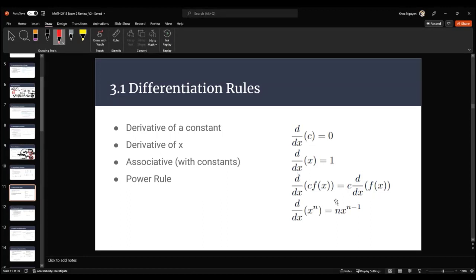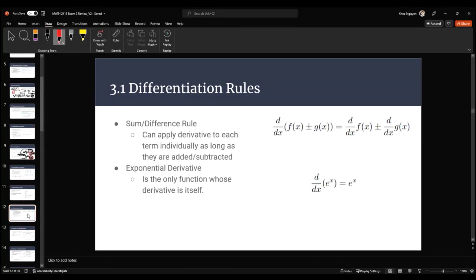So you can kind of notice how properties get applied. What else? So this is differentiation rules. If you add or subtract functions and you take the derivative of that whole thing, you can actually just separate it and do each derivative individually.